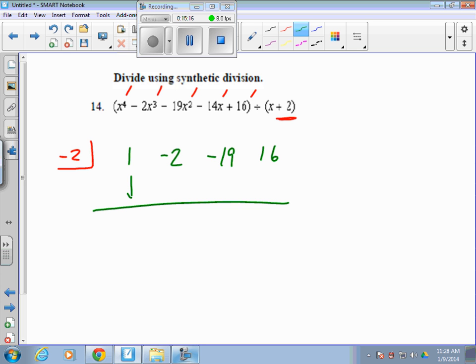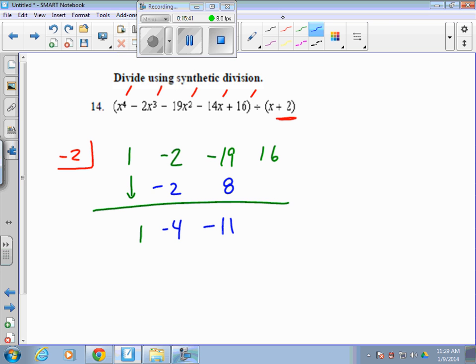Bring that first one down is 1. Multiply it times negative 2, and you get negative 2. Combine those, and you get negative 4. Multiply that times negative 2, and you get positive 8. Combine those, and you get negative 11. And multiply 2 times negative 11.